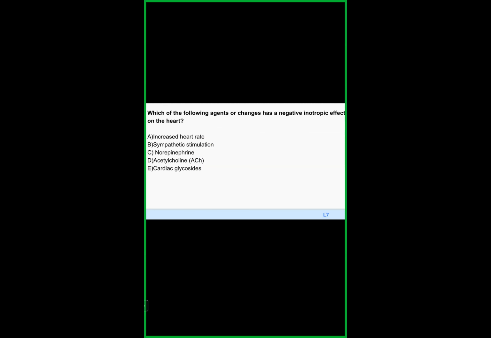Which of the following agents or changes has a negative inotropic effect on the heart?